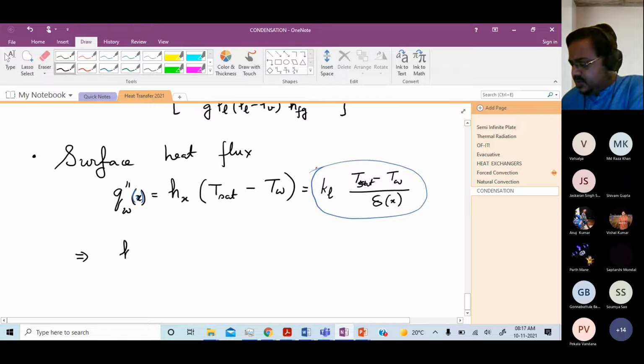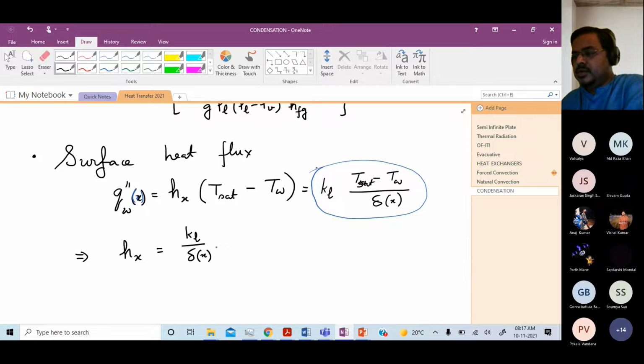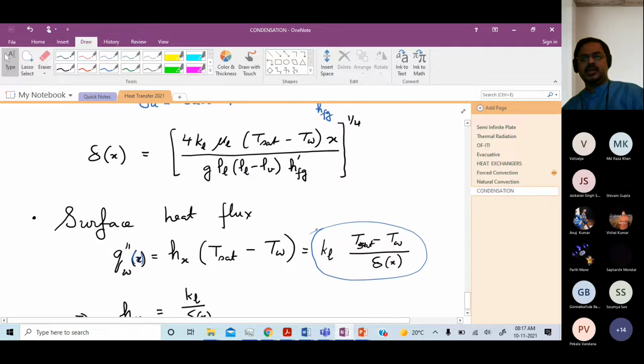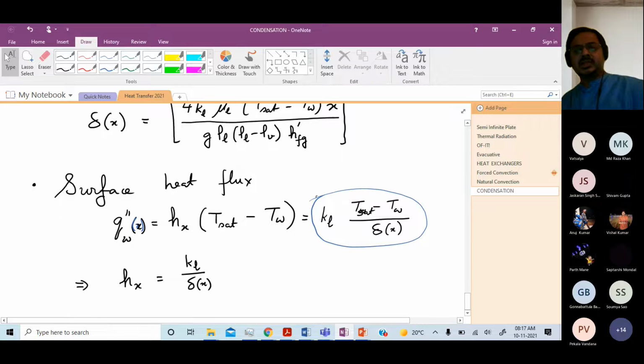So what does this mean? This means that Hx is KL over delta x. We know the expression for delta x. Just before this, we wrote it down here. So you divide it and you will get this. Okay, so what do I get?